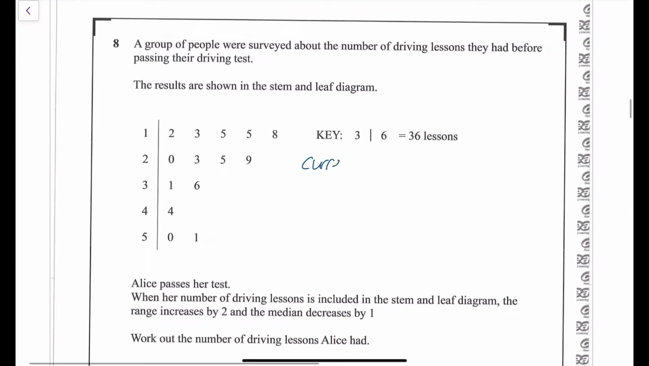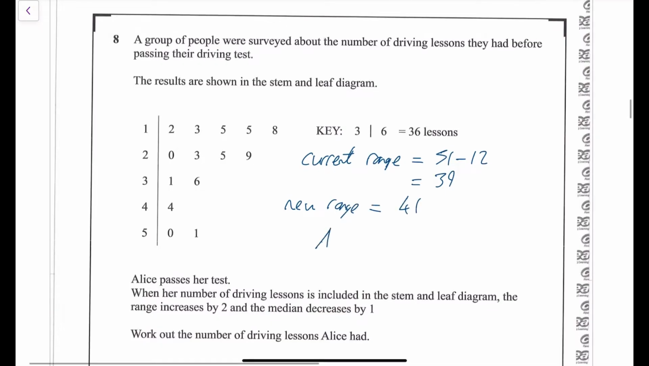The current range before Alice's score is added is the biggest minus the smallest. The current range is 39. That means the new range will be equal to 41. So Alice's score made the range increase by 2, and it was on the lower end, remember? So it must be 2 less than our lowest value, so it's going to be 10.